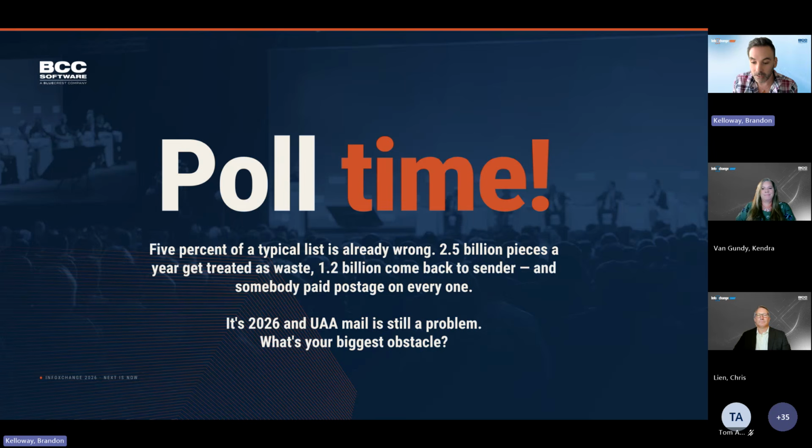If you do not see the poll, the answers that we had pre-filled were: the client won't update the list. Move update misses too many. There's no budget or time for you to do added services or pay attention to it at that level. It's hard to prove the cost of UAA to your customer or to your organization. It's easier to just run it, you don't worry about the cost. Volume is still a big priority, and legal reasons.